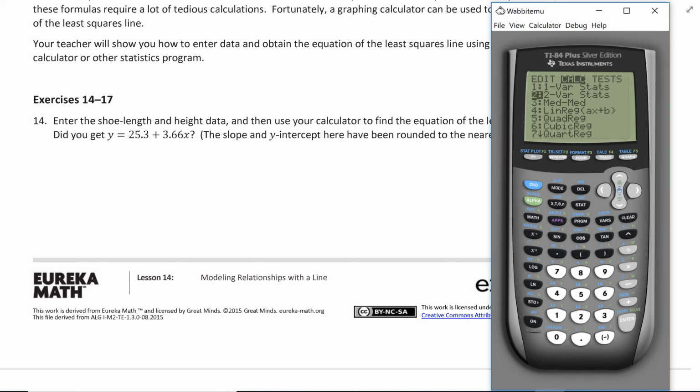So if I scroll down, number 4, LinReg. We're doing linear regression. We're not doing quadratic regression yet, or cubic regression. We're doing linear regression, ax plus b. I'm going to hit enter. Now your screen may look different. Regardless, just hit enter again. Notice what happens. It tells me y equals ax plus b. It tells me that a is 3.65 and b is 25.27.